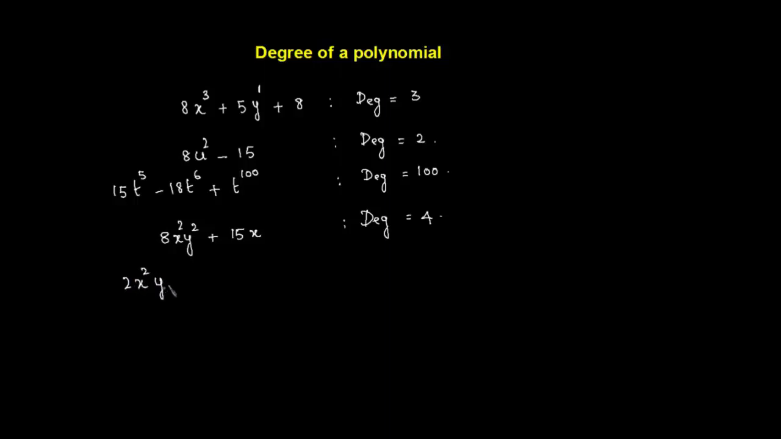2x square y plus 3y cube plus 15xy cube. Let us find out the degrees of the individual terms. What is the degree of this term? It is nothing but 2 plus y raised to the power 1. So 2 plus 1 is 3. That is the degree of this term. Here you can see that the degree of this term is also 3. Here the degree of x is 1, degree of y is 3. Therefore, the total degree here is 4. Now, which among 3, 3, 4 is the greatest? It is 4. Therefore, the degree of this polynomial is 4.